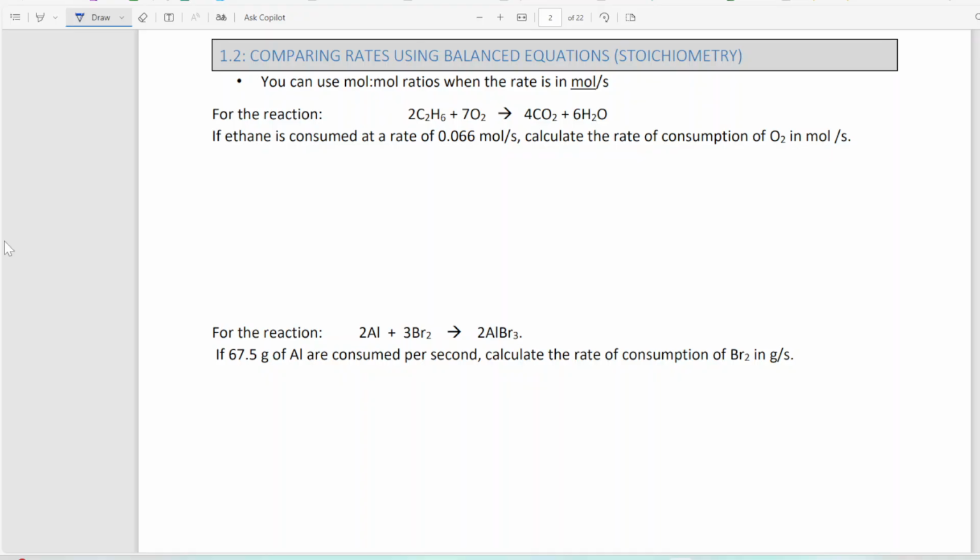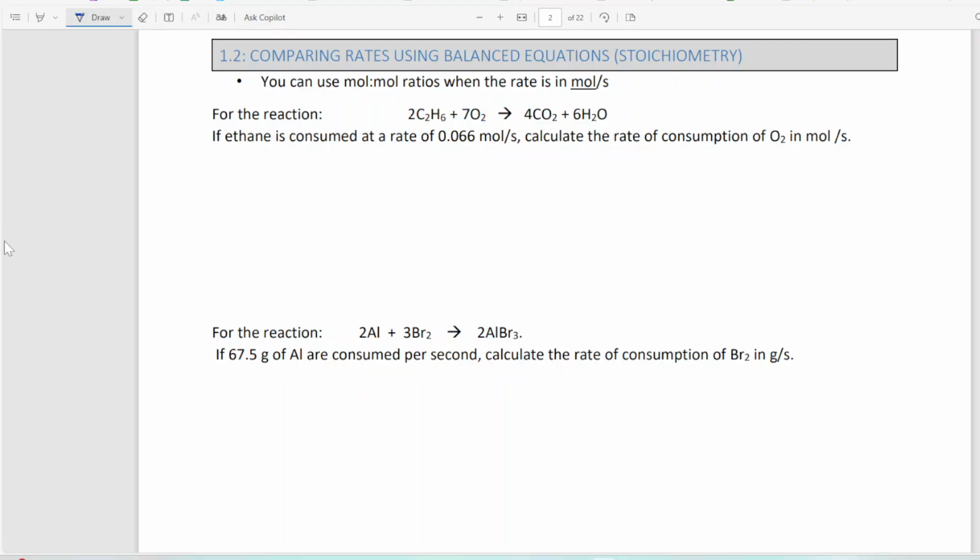So for example, they might give you that ethane is consumed at a rate of 0.066 moles per second. So ethane is the C2H6. So the C2H6 is being consumed at a rate of 0.066 moles per second, and they want you to calculate the rate of consumption of oxygen also in moles per second. So we are going to be converting from ethane to oxygen within a balanced equation.